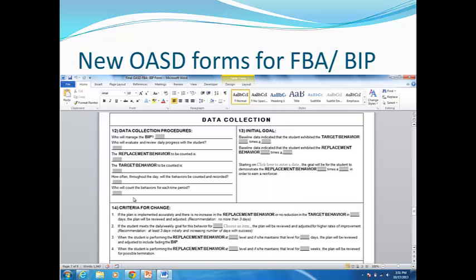The final portion of the FBA/BIP form offers a data collection option. This section helps to establish a behavioral goal, and it establishes the procedure for collecting data. There is also a section that reframes the plan and guides the layout of the final plan.